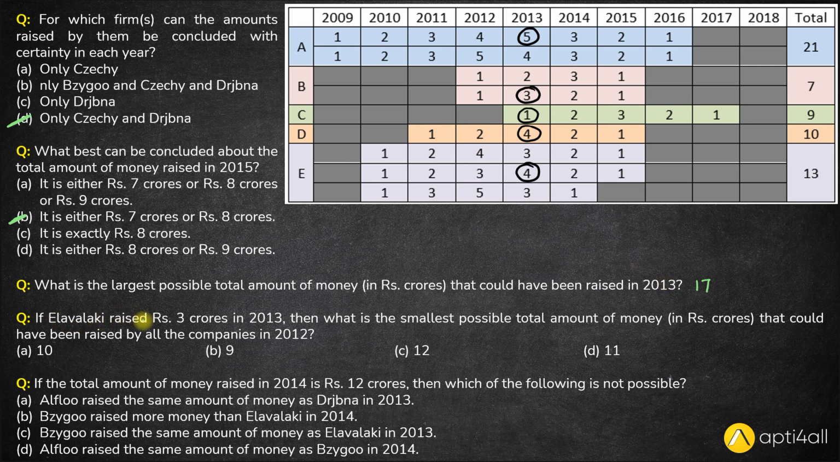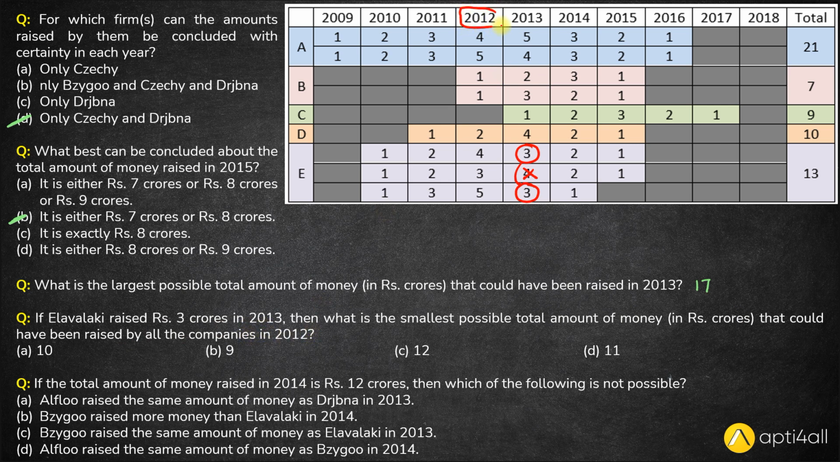If E raised 3 crores in 13. Okay, so E is raising 3 crores in 2013. So either we have to consider this case or this case, one of these two cases. This is not possible based on the fourth question. Then, what is the smallest possible total amount of money that could have been raised by all companies in 12?